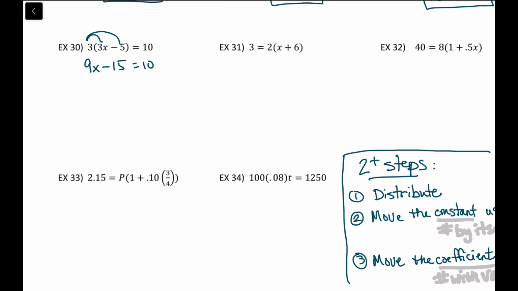So now we can move that constant. Here's my x term. My constant is a minus 15, so I'm going to plus 15. So we've got 9x equals 10 and 15 is 25. And then the 9 attached to the x means multiplication, so we're going to divide. And 25 and 9 don't have anything in common, so we can just keep it 25 ninths.